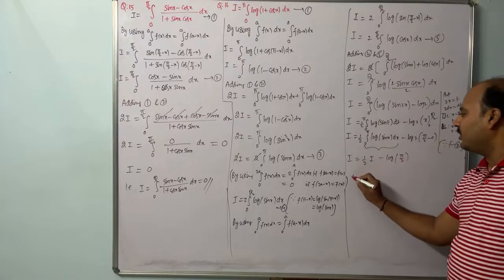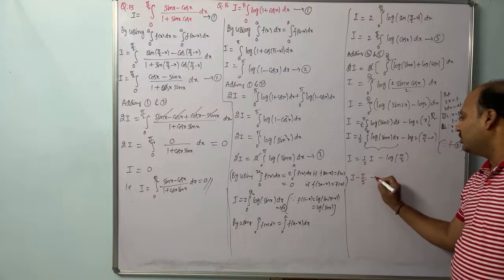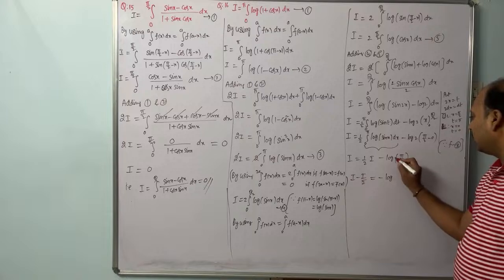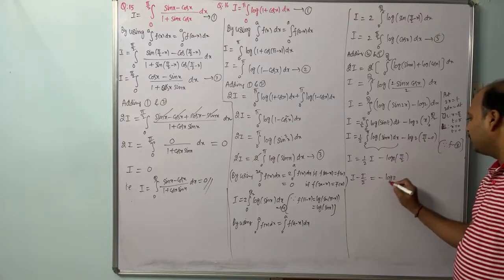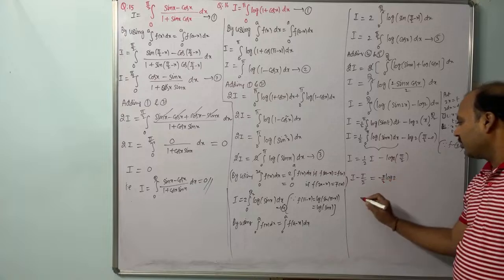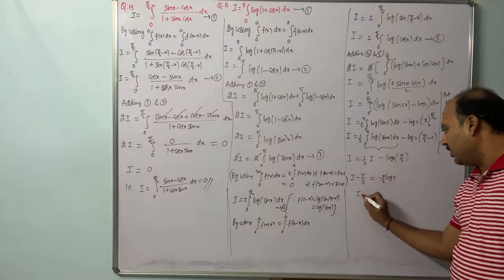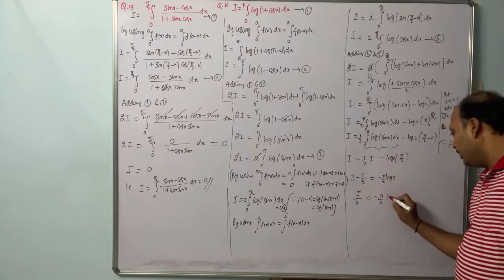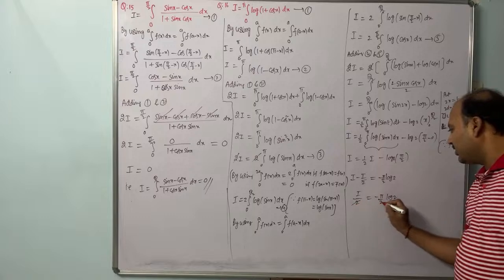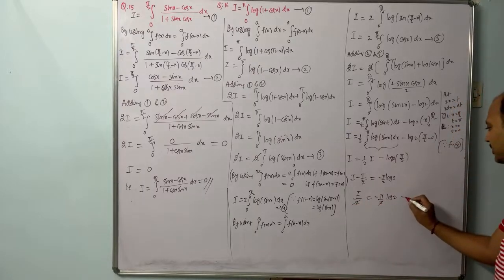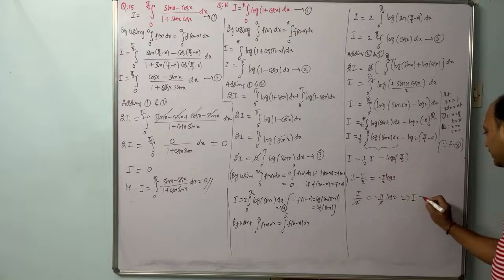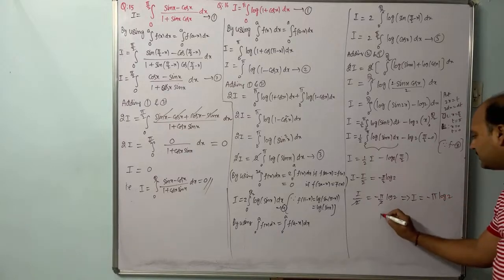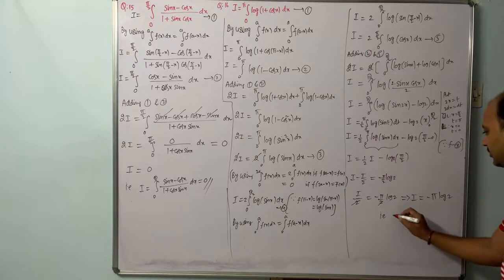So I by 2 we will bring to the left side: I minus I by 2 equal to minus log 2 into pi by 2. So I by 2 will come minus pi by 2 into log 2. So 2 get cancelled, which gives I is equal to minus pi log 2. What we can write? That is the question.